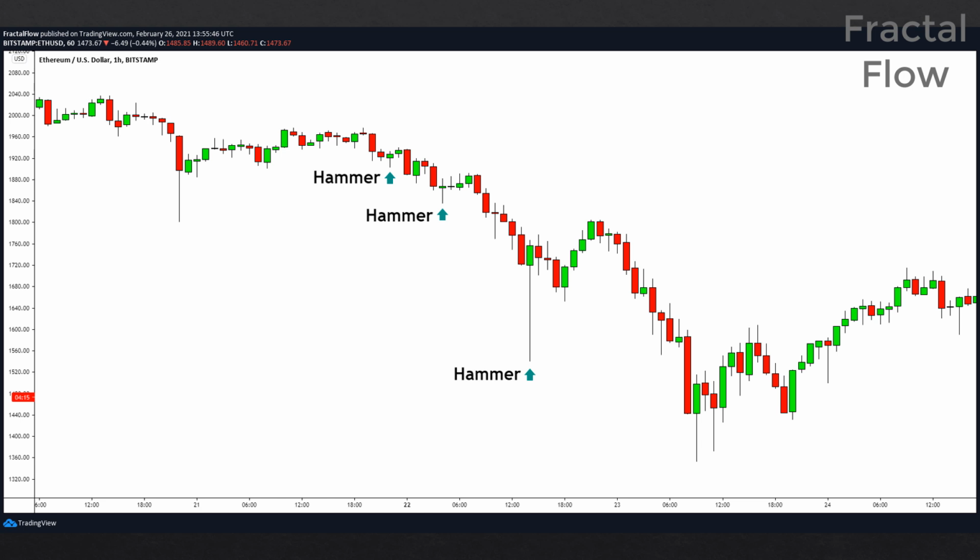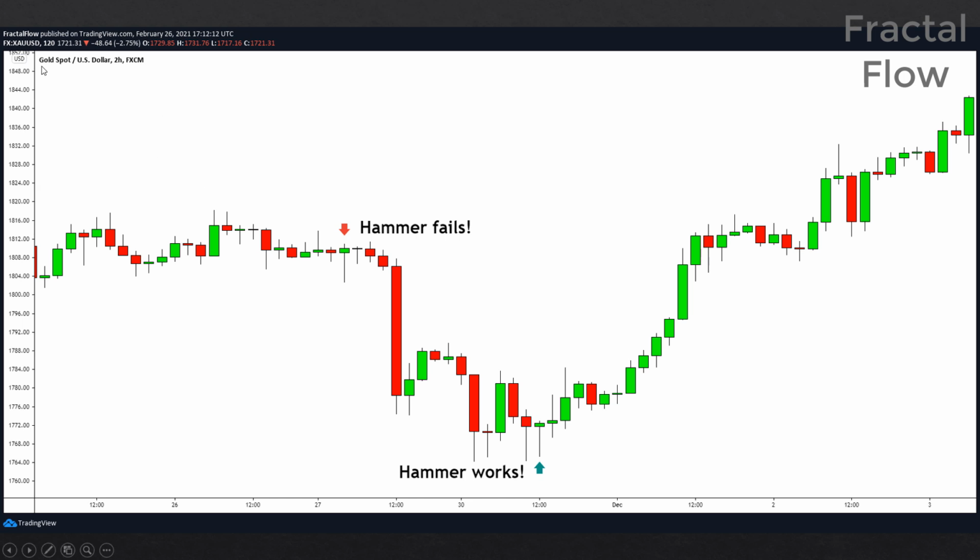In this other chart, we have the 2-hour gold versus the US dollar. Interestingly enough, we have an example of a hammer pattern failing on the left and a hammer pattern working well on the right. This serves to show once again that trusting these patterns by themselves is not always a good idea. This chart is also a good candidate to show how the hammer pattern is traded.